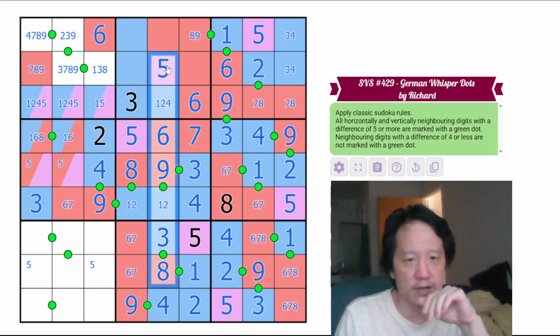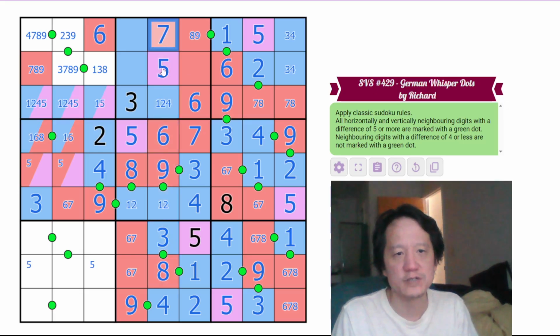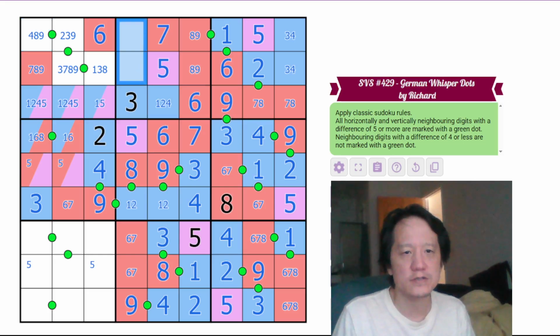It cannot be 8 or 9 or 6, so this must be 7, which eliminates 7 in the rest of the row. This becomes an 8, 9 pair. This is 1, 2, and 4. This can't be 1, though. This can't be 2.